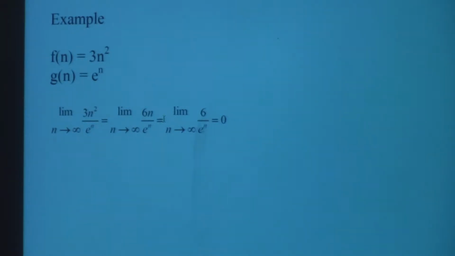So we have two functions. The first function is e to the n. The next function is 3n squared. So let's take the limit. And by the way, it doesn't matter which one you put on top, which one you put on the bottom. Just interpret the results correctly.